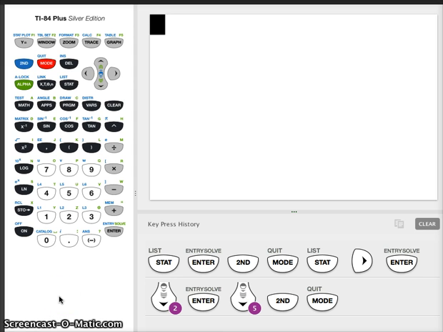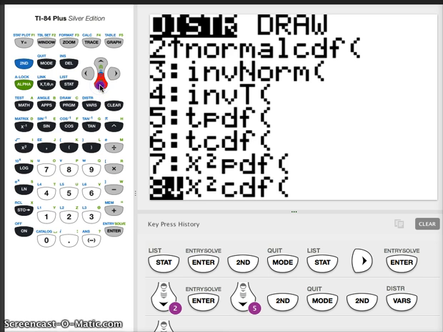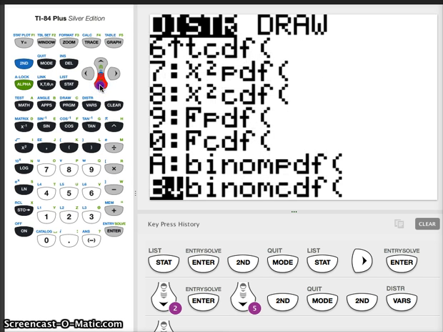Okay, let's say I wanted to know what the probability was of having one boy. All right, well, that's a binomial distribution because the success is having a boy. Okay, so we're going to go second distribution. Now, we're going to go all the way down here to find the binomial distribution. And there's P for probability, and then C for cumulative. So keep that in mind.